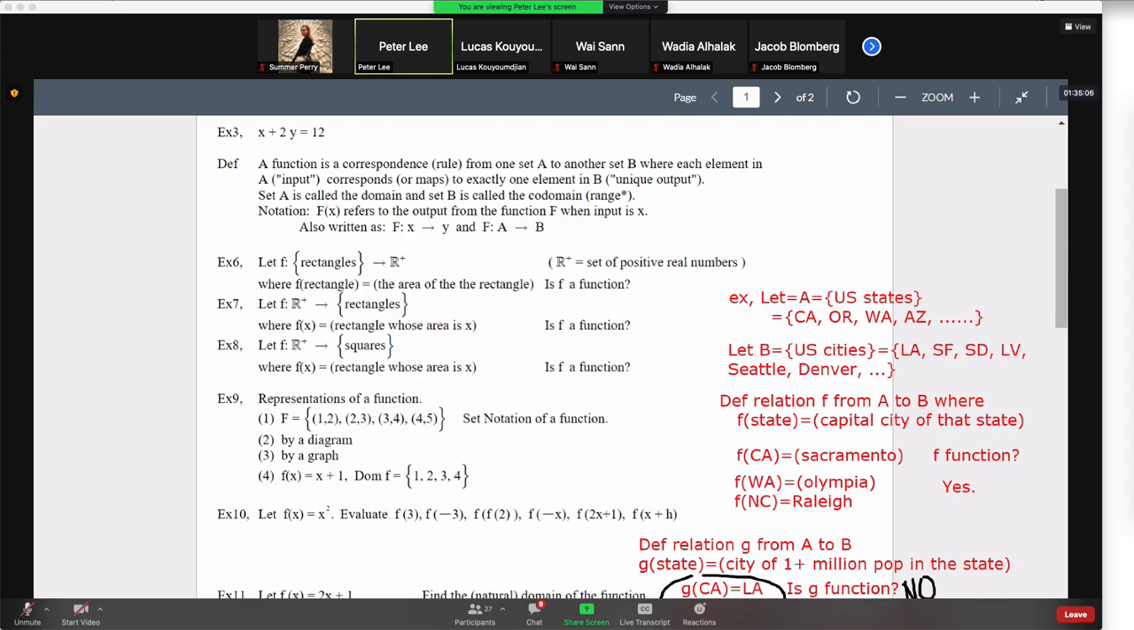There are other states too. So if for any input there are two outputs or more, then that is not a function. For example, this example is not a function. Whereas this one here, from state to the capital city, that is a function. Is this a function? Yes. Is G a function? No.